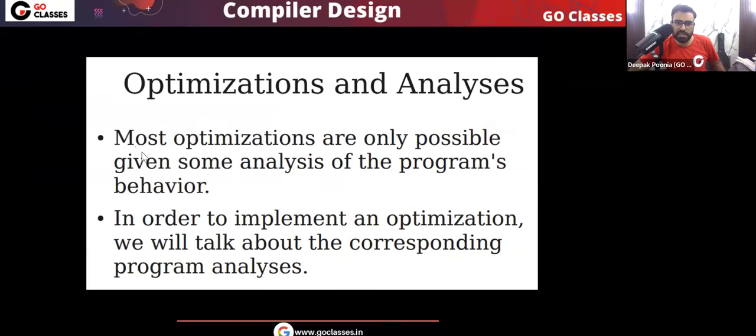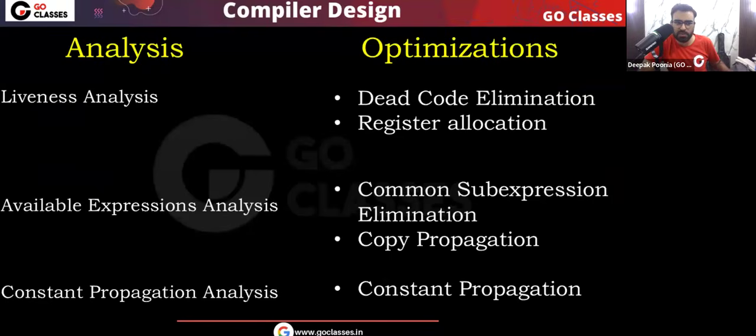You can read here that most optimizations are only possible after doing some analysis of the program's behavior. So first we will do the program analysis, then we will perform the optimization. Let me tell you, these are the analyses that we have in the GATE syllabus. On your screen, on one side I have written the analysis, and on the other side I have written the actual optimization or transformation.